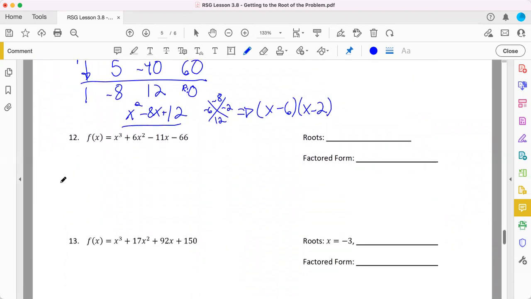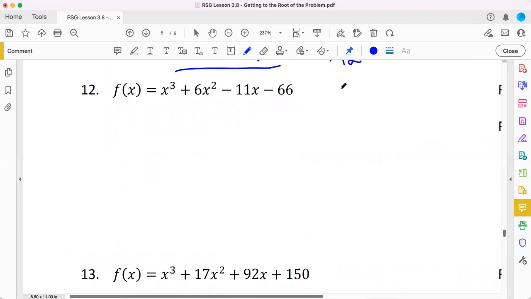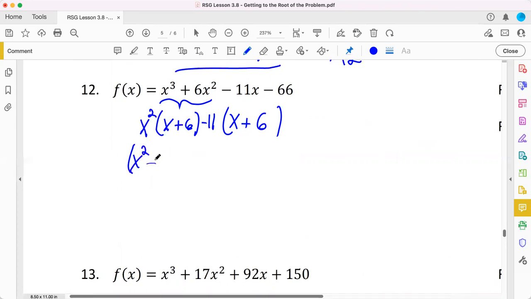So 12 doesn't give us as much background information. This is just the equation we're given, nothing about the roots. However, there are 4 terms, so shot in the dark. Let's try factoring by grouping. So greatest common factor here is x squared. If we did this correctly, x plus 6 should be the other binomial that's here, making our greatest common factor here negative 11. So the factored form would take our greatest common factors, make its own little binomial.